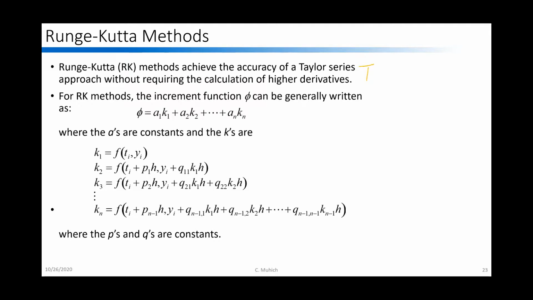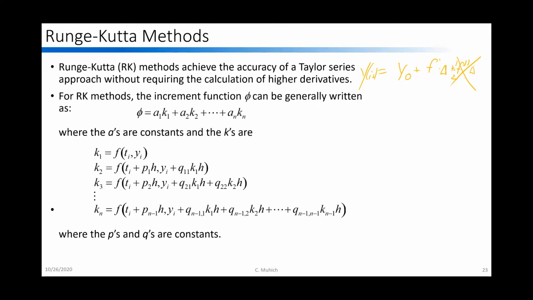Remember, our Taylor series says our function value, say y at i plus 1, is a function of y0 plus the derivative times my spacing plus 1/2 that second derivative times the spacing squared. The benefit of my Runge-Kutta methods is I don't need to calculate any higher order derivatives.